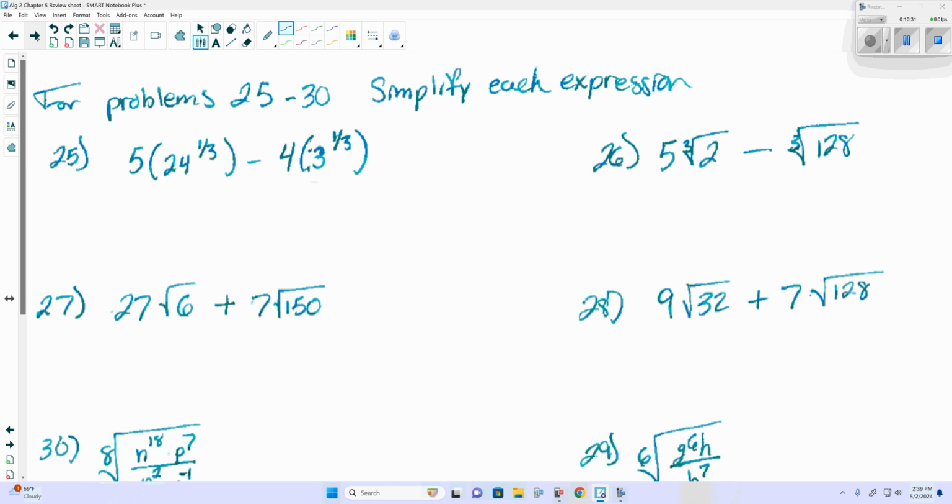For problems 25 through 30, simplify each expression. We remember doing these, yes? Y'all remember these? I hope not. These are from 5.23.